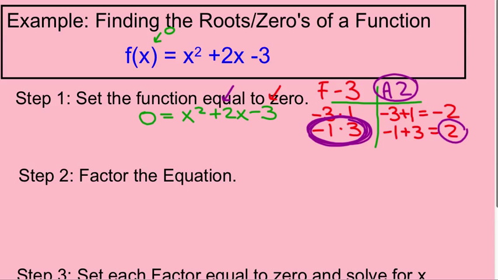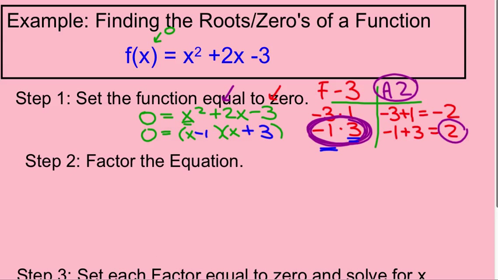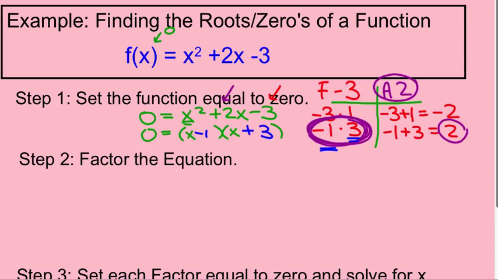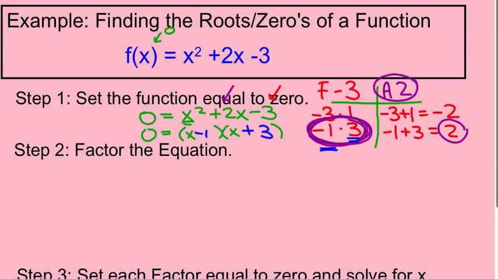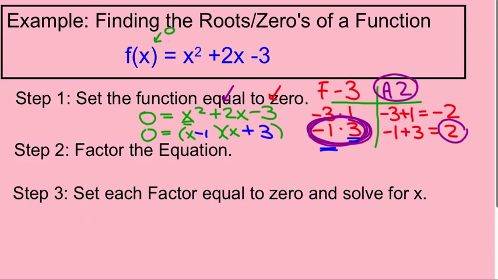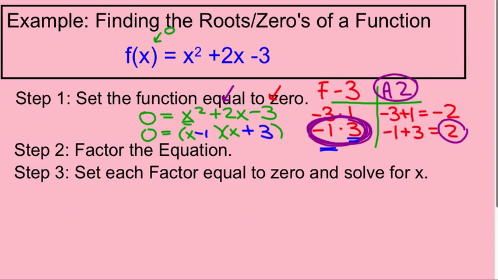So we're going to split up this quadratic equation into 2 factors. Split up the x squared into x and x, and then minus 1 and plus 3. Now it's completely factored. We're going to set that factor equation. So I kind of did step 1 and 2 together. We're going to set each factor equal to 0 and solve for x.